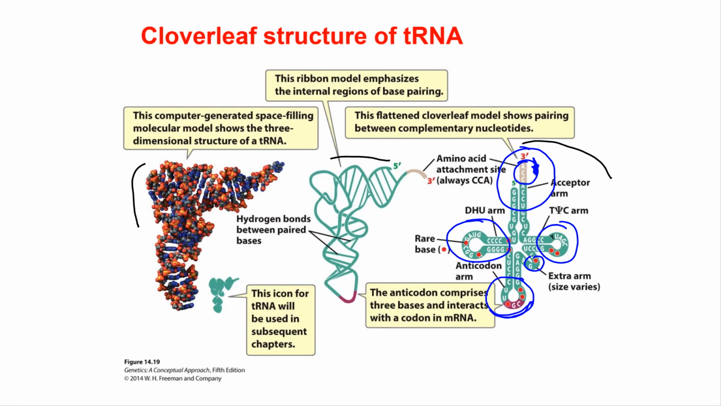The anticodon arm is important because the anticodon arm actually interacts with the codon in mRNA, so the bases in the anticodon define which tRNA, with which amino acid, will bind to mRNA on the ribosome.